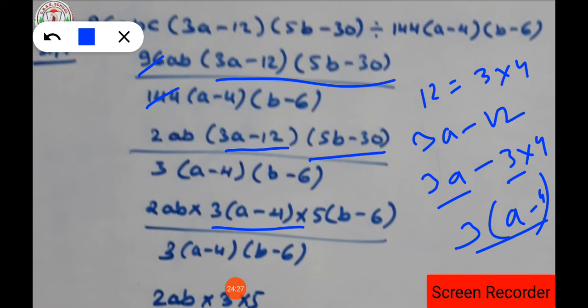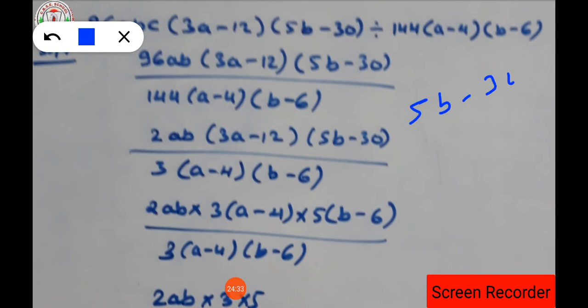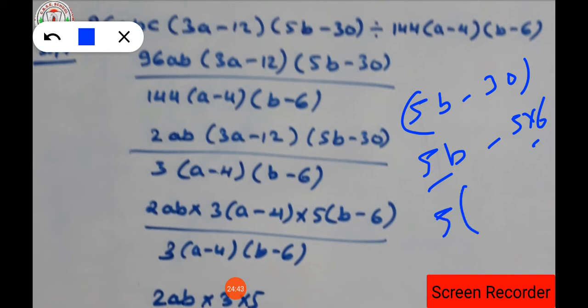In the same way, for the second term, 5b minus 30 is there. In order to take it common, 5b will be as it is, and 30 can be written as 5 into 6. So what can be taken common? 5 is being taken common. When 5 is taken common, what is left inside the bracket? That is b minus 6. Clear? That b minus 6 is written over here. Hope you understood how to take the common.